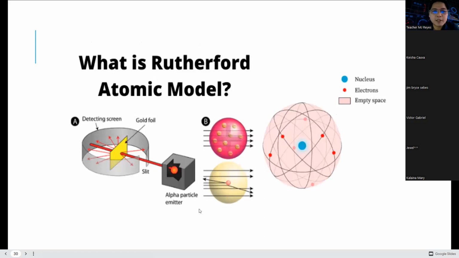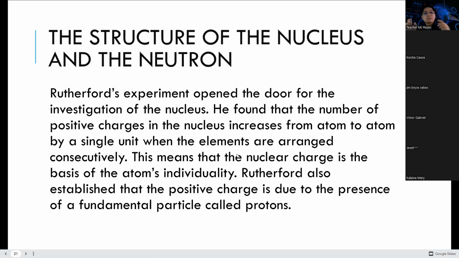Okay, this is now the experiment of Ernest Rutherford. He uses a gold foil and a detecting screen. Upon checking, he used an alpha particle emitter. He emits the alpha particles towards the gold foil, and in his experiment, he concluded that there are positively charged particles in an empty space. So the atomic model of Rutherford talks about the central nucleus, the structure of the nucleus and the neutron.